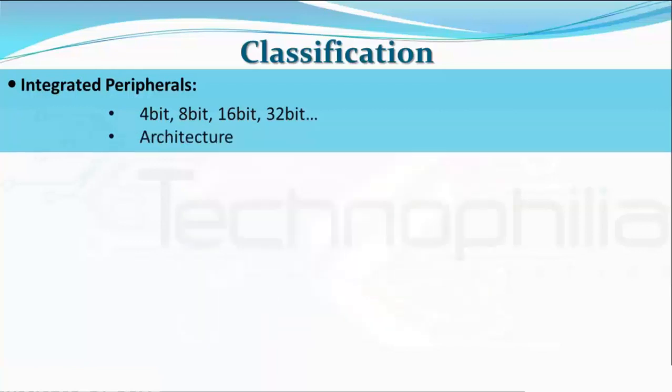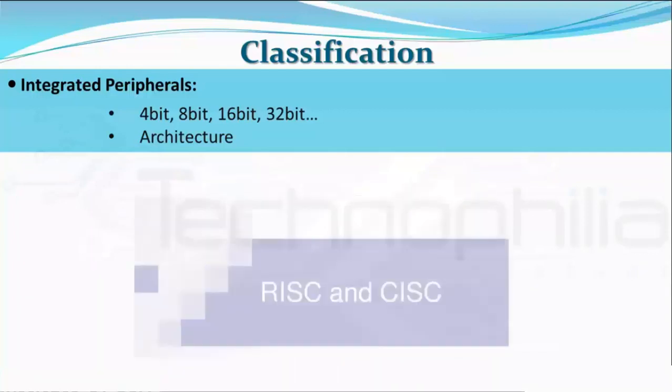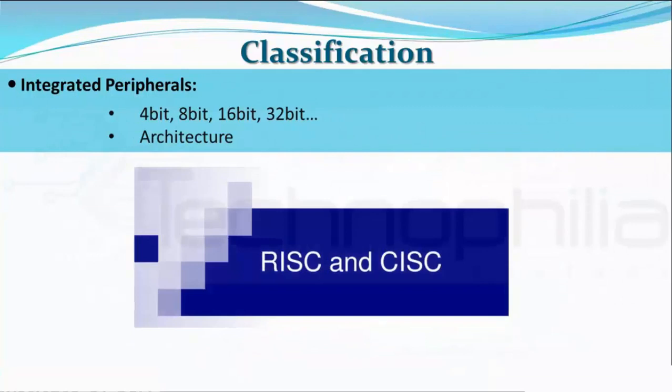Then comes the hardware architecture of the processor, like CISC, that is complex instruction set computer, or RISC, that is reduced instruction set computer, or von Neumann, or Harvard architecture. Each of these architectures has its own advantages and disadvantages. We will focus on some of these architectures later, as the ARM Cortex-M3 is based on this architecture.